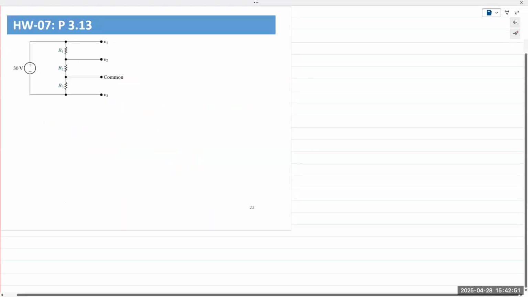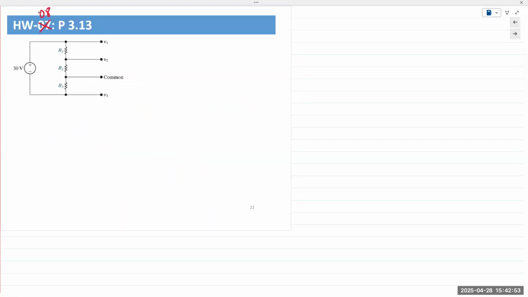Okay, next one is 3.13. Again, it's a question about voltage division. This one requires some thinking about the fundamentals of voltage measurements. So you have a 30-volt source. You have a series connection of 3 resistors, R1, R2, and R3. Okay. The terminals V1, V2, and V3 are shown, but that does not mean anything is connected there. We are simply measuring a voltage.